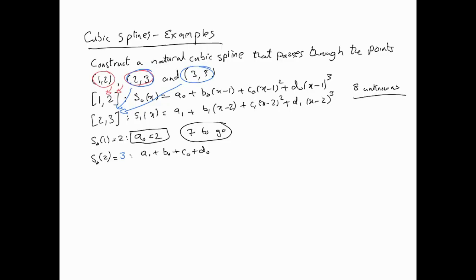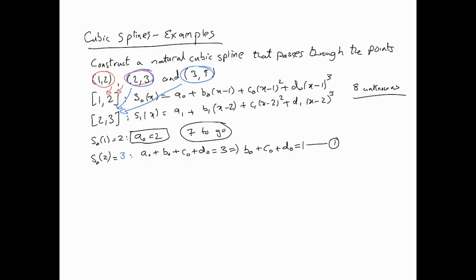What I've done is substitute 2 into s0. So 2 minus 1, 2 minus 1, 2 minus 1, all these are 1s, and you end up with a0 plus b0 plus c0 plus d0. Now a0 we already have, so instead of a0 we substitute the 2, and this should be equal to 3. So we end up with b0 plus c0 plus d0 equals 1, and we label this as equation 1.